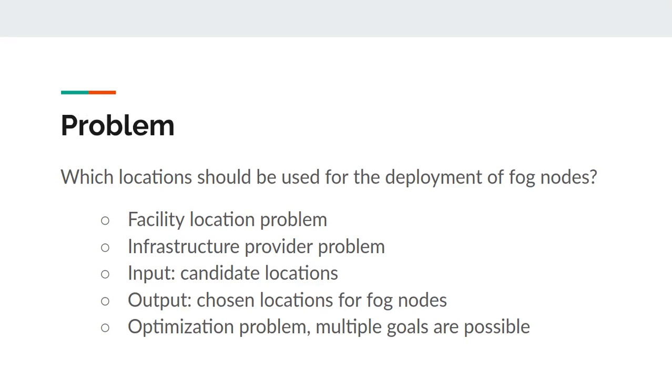So the problem in my thesis is to decide the locations to be used by fog nodes. This is a variation of the facility location problem, a problem that must be solved by the infrastructure provider, a network design problem, and the input is a set of candidate locations, and the output is a subset of this set with the locations for fog nodes. This is an optimization problem, and it may have multiple goals leading to possible multiple solutions.